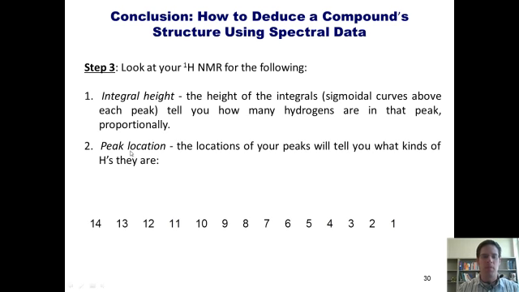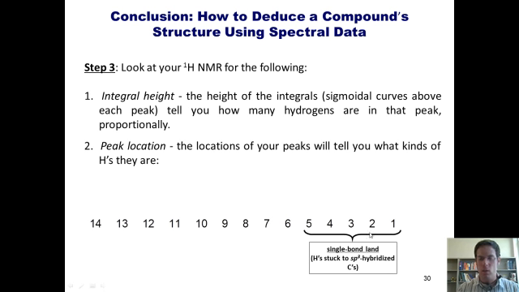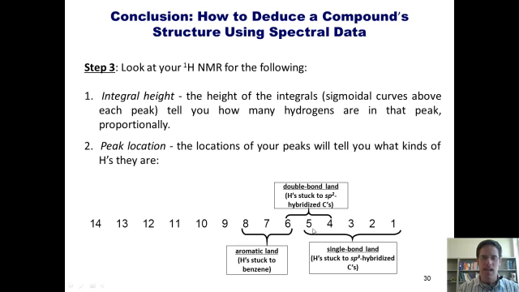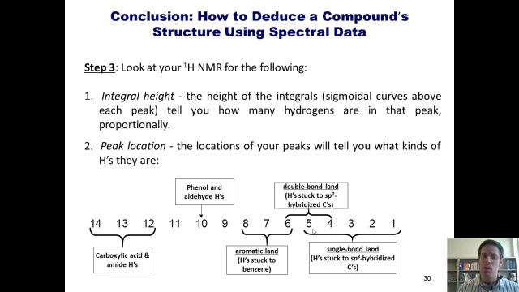The next step is to remember peak location. Based on where those signals appear, you can determine what kinds of hydrogens they are. Once again, if they're 1 to 5, single bond land. 4 to 6, double bond land. 6 to 8, aromatic land. 10, phenols or aldehydes. 12 to 15, carboxylic acids or amides. And anywhere kind of in this region would be the default for alcohols and amines.